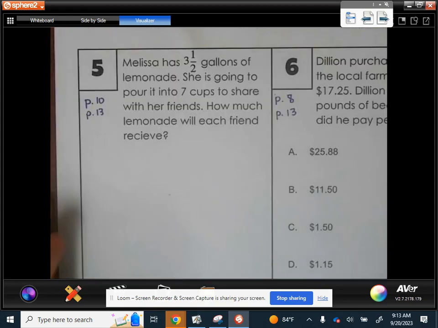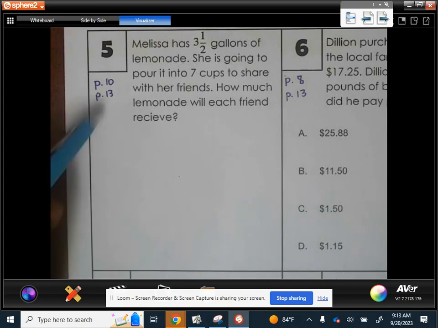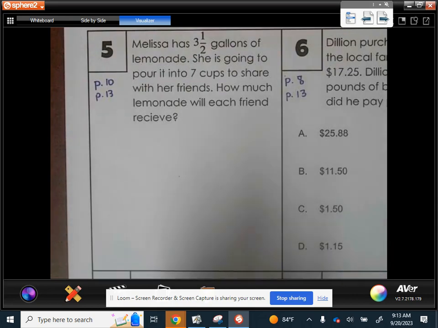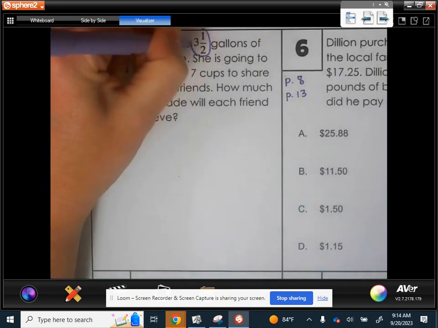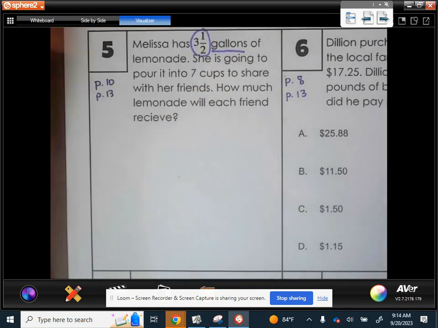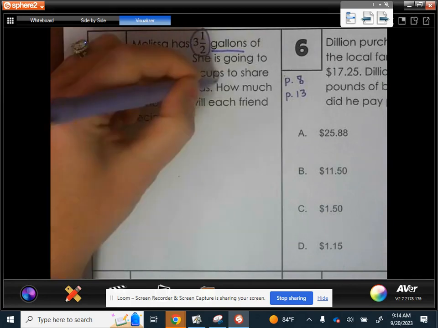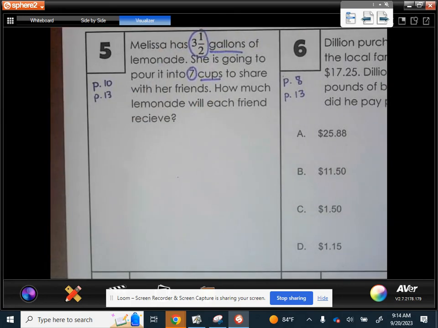Question 5 is another word problem. So again, I noted that on page 13, you can think about those word problems and how we know if we're supposed to multiply or divide. So let's look at this one. It says Melissa has 3.5 gallons of lemonade. So 3.5 gallons is kind of a lot of lemonade. So I'm picturing that in a pretty big container. And then she's going to pour it into 7 cups to share with her friends. How much lemonade will each friend receive?